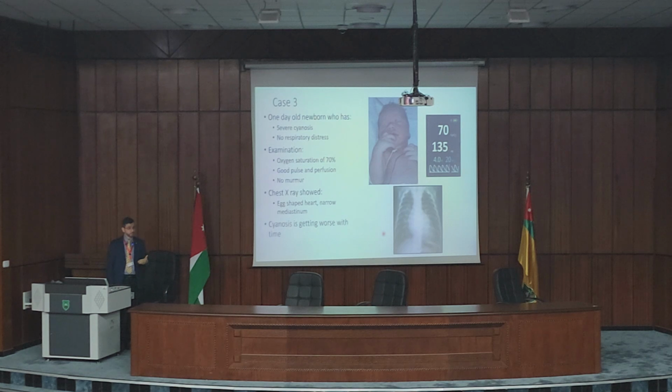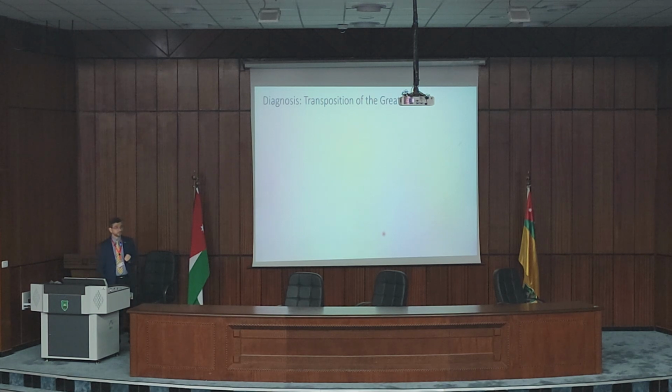Cyanosis is getting worse by the hour. So in 2 hours, now the saturation is 65 and it's really dropping. So the most common diagnosis in this scenario is transposition of great arteries. And you have also studied this, right? So what does transposition mean? It means that the aorta is arising from the right ventricle and the pulmonary artery is arising from the left ventricle. So how does that develop in the embryology or during cardiac development?